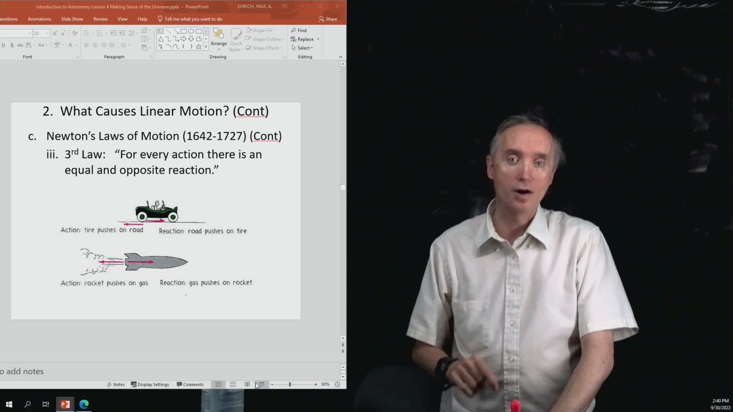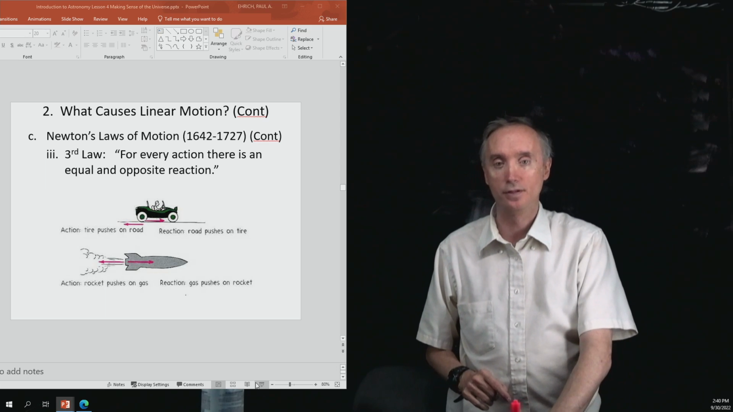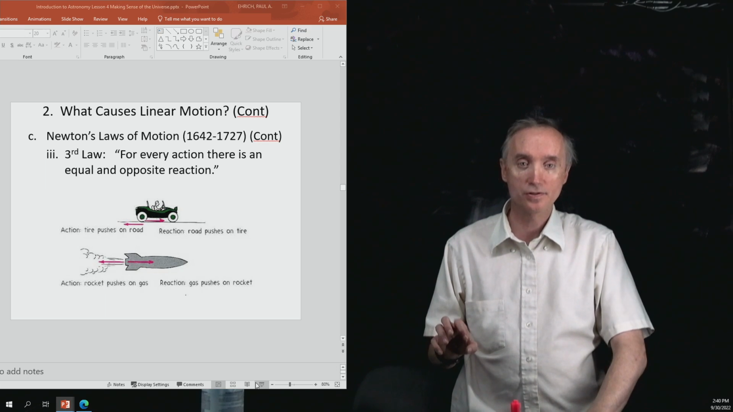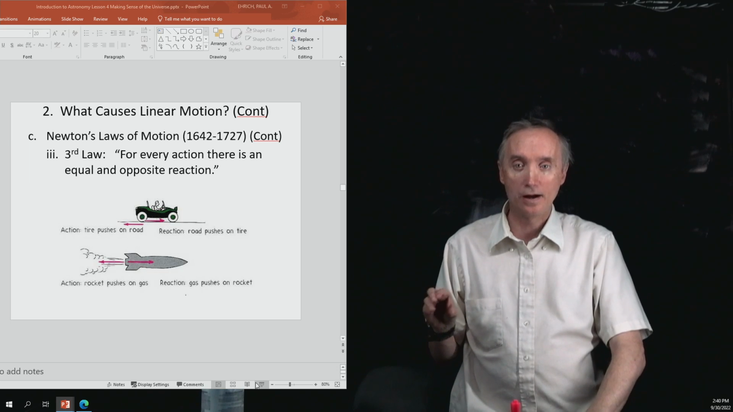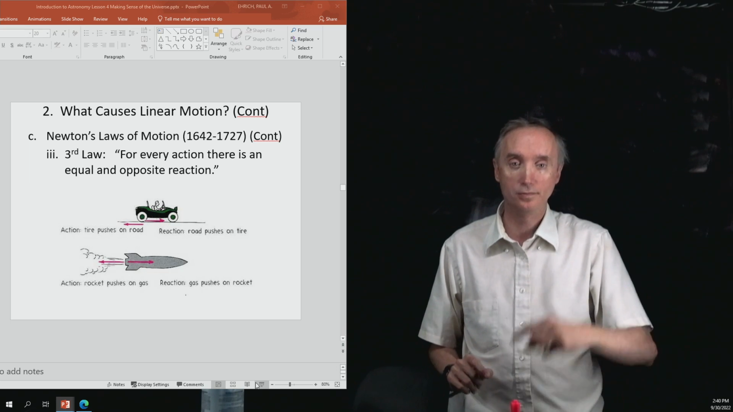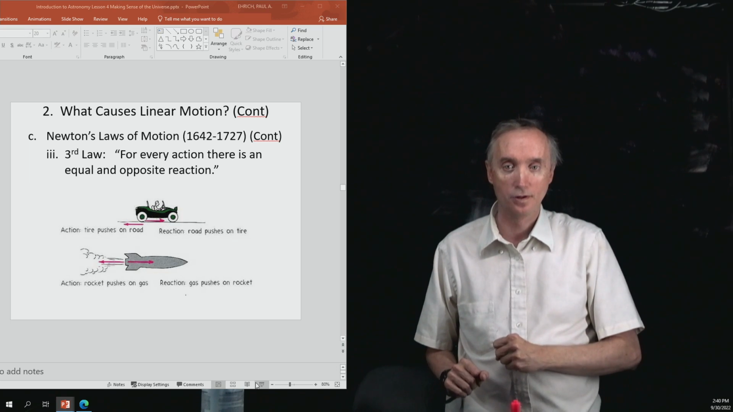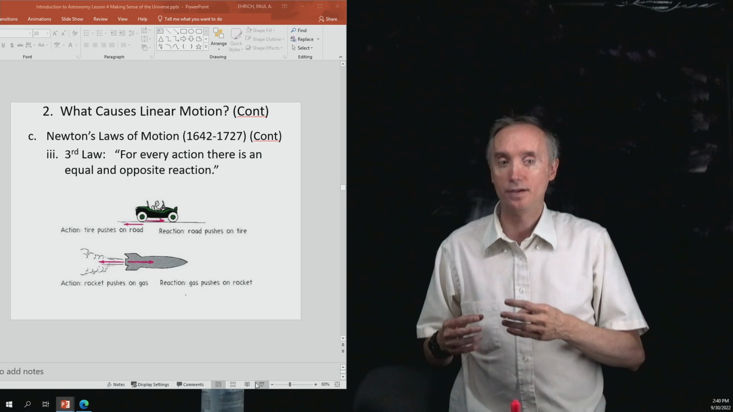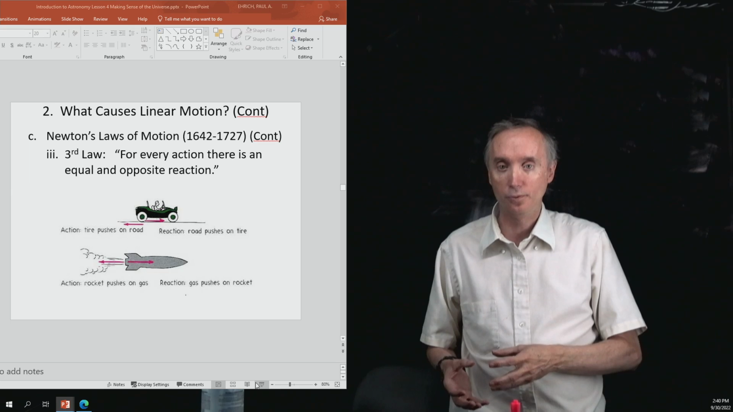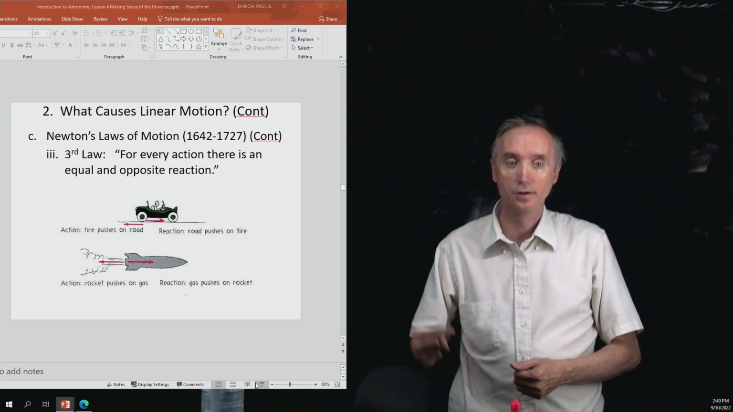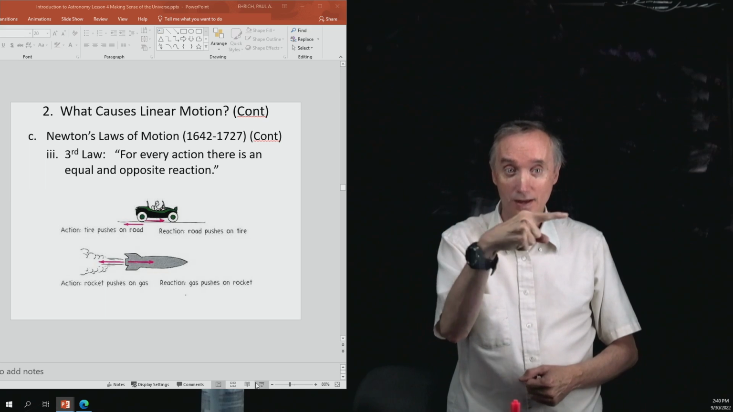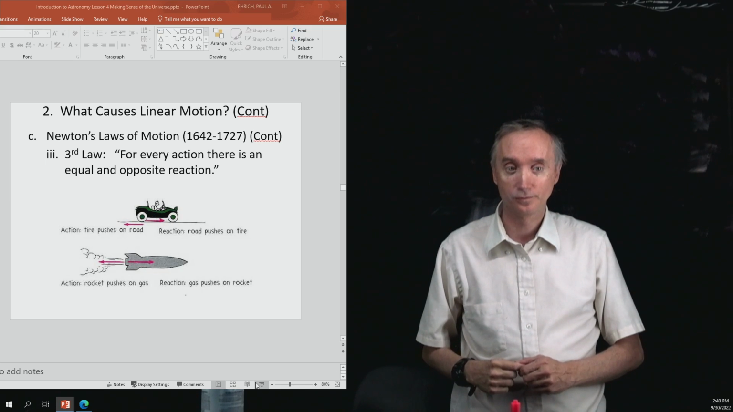Take a look at that rocket there, for example. That rocket is pushing gas molecules out the back end of the rocket in that direction. So what's the reaction force? It would be the gas molecules are pushing back against the rocket this way, and that's the reason why the rocket goes in that direction.